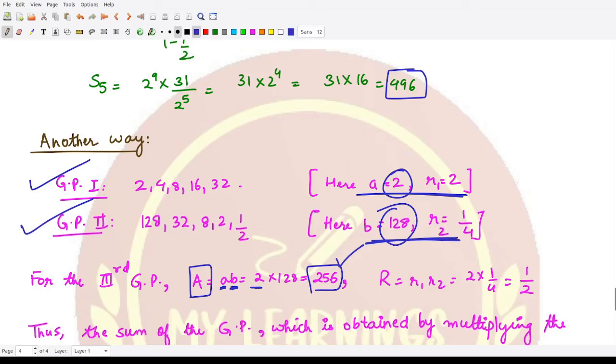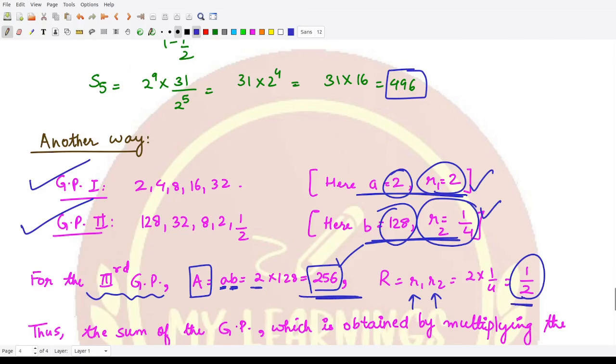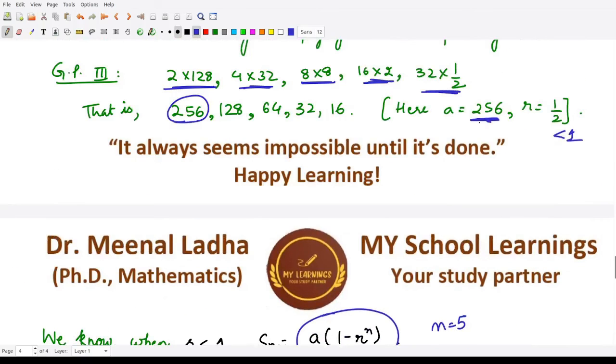Here we are not actually calculating the GP, and the common ratio of the first one is 2, for the second one is 1 by 4. So the common ratio for this third GP would be obtained by multiplying the common ratios of these individual GPs, which is 2 into 1 by 4, which comes out to be 1 by 2. Now notice that this and this, they are just the same as in the previous case, correct?